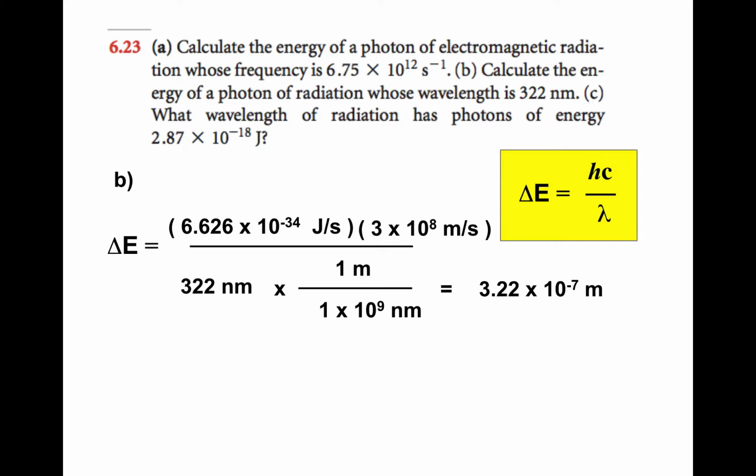So now that you're in meters, you can divide meters into meters per second and cancel meters. Multiply meters per second by joule seconds, cancel per seconds, and you're left with joules.